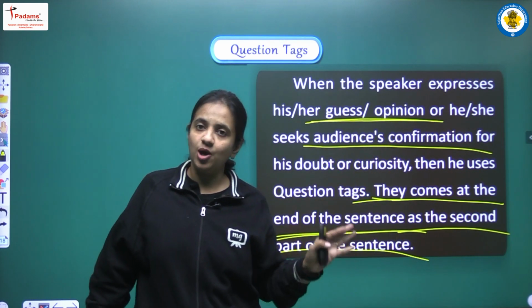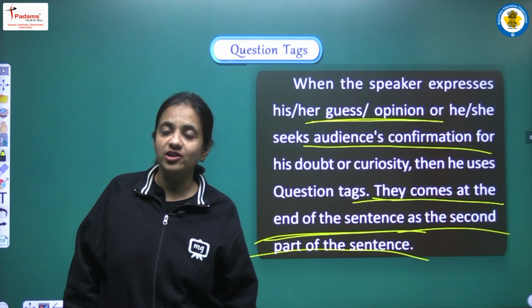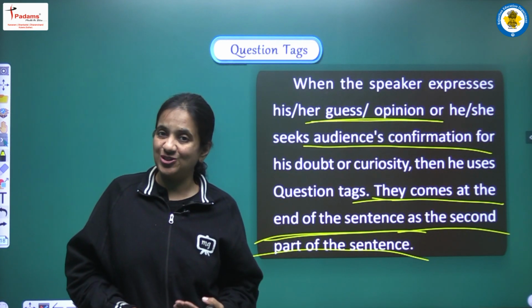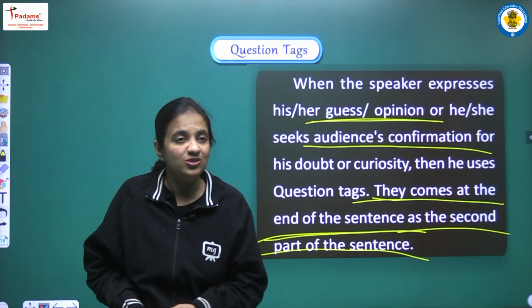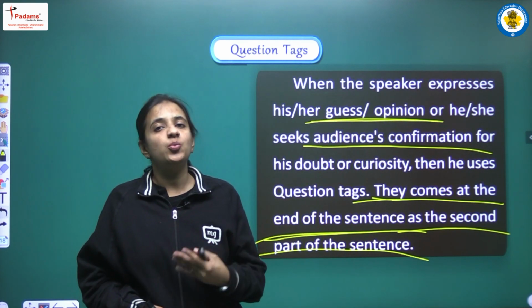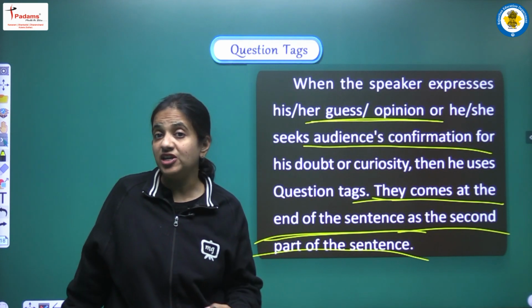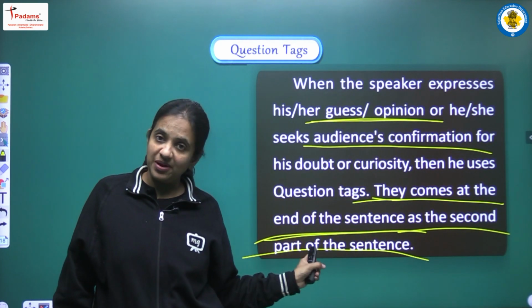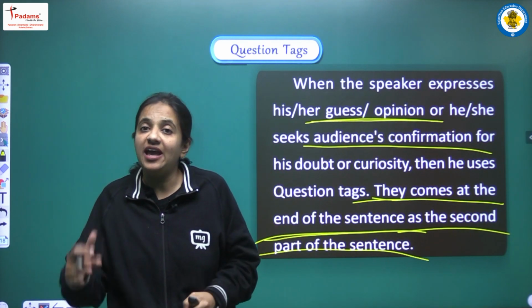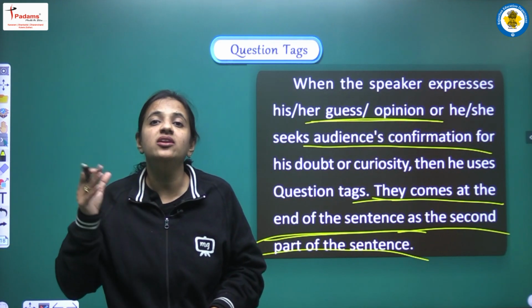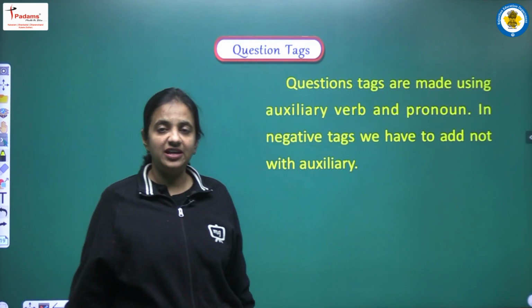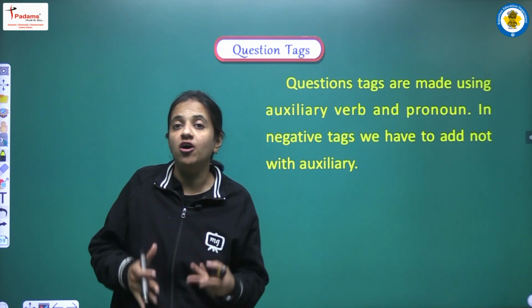Okay, so till now we have discussed what question tags actually mean and why they are used. They are used when we are trying to show our guesses or when we are trying to seek confirmation, and they are known as the second part of the sentence, and they come at the end of the sentence after one comma. Clear? Now we come to how we have to form the question tag.